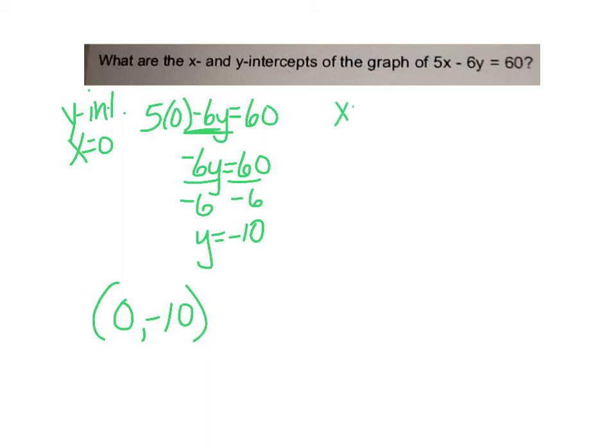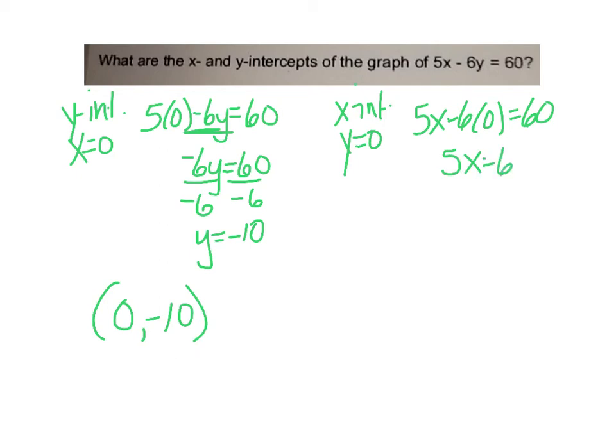Moving over to find the x-intercept. My y is 0. So I plug in 0 for y, that gives me 5x minus 6 times 0 equals 60. Well, 6 times 0 is just 0. 5x minus 0 is just 5x. So that gives us 5x equals 60. And it's being multiplied by 5, so we divide by 5. And x equals 12. And then our ordered pair would be (12, 0).